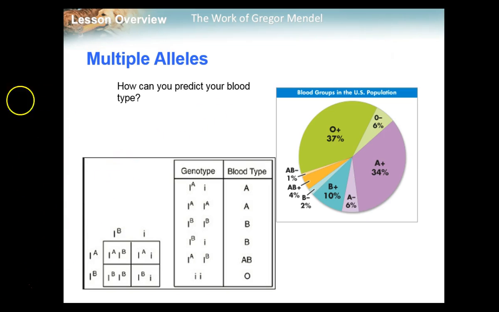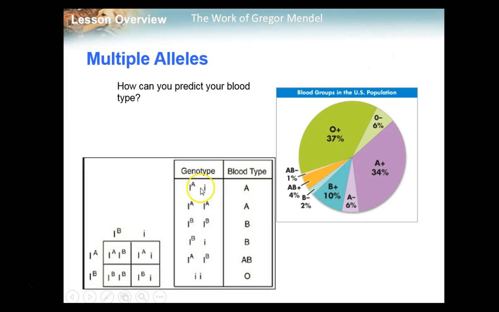So if you were to take a look, I lost my mouse again. You guys can probably see it, but I can't. Okay, so you can see this is A and B are both dominant. Okay, they're co-dominant with each other. Okay, but little i is the O blood type, and it is recessive.